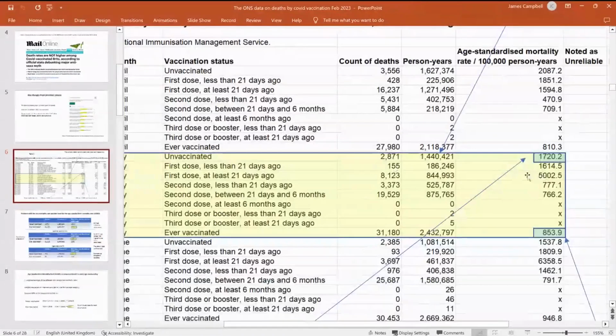Now, they might argue, why would there be such an incredibly high mortality rate for those who are first dose at least 21 days ago? So these are people who hadn't yet got to a second dose. Well, maybe they could argue that's particularly high because those people died before they were able to get a subsequent dose. So I don't know, but it's a curious figure, and you do get these wild fluctuations in that age standardized metric between the different vaccination categories, which is another indication that something is not quite right with their classifications. So if you want to move on to the next slide.